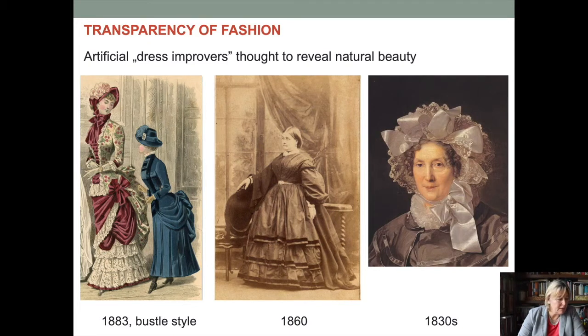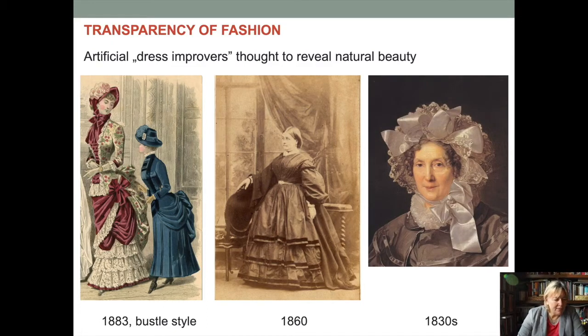The last one is the romantic fashion, and we can see a portrait of a lady who's not very young, but still she's wearing this very elaborate, very decorative collar and cap with a lot of ribbons and frills and decorations. Why? Because it was believed in the 1830s that it makes her look respectable. It makes her look appropriate.